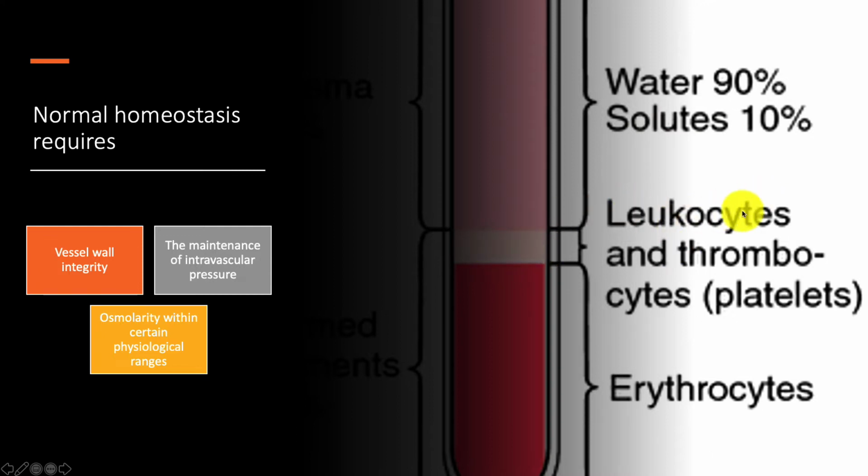Your leukocytes, you know what that is. Thrombocytes, your platelets, right? So that's this right here. And then the rest of it is erythrocytes, which is kind of this red blood cell protein level here, right? So the big takeaway is that most of this blood is water and stuff inside of the water that needs to get to tissues.